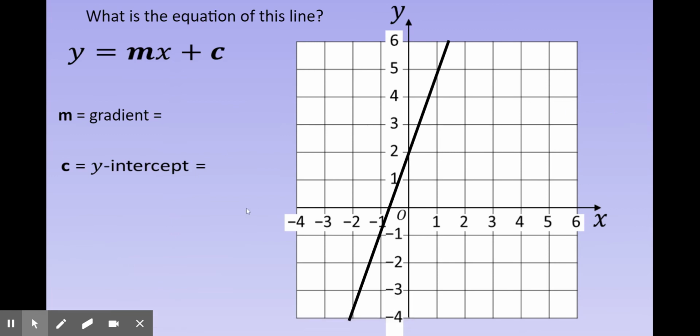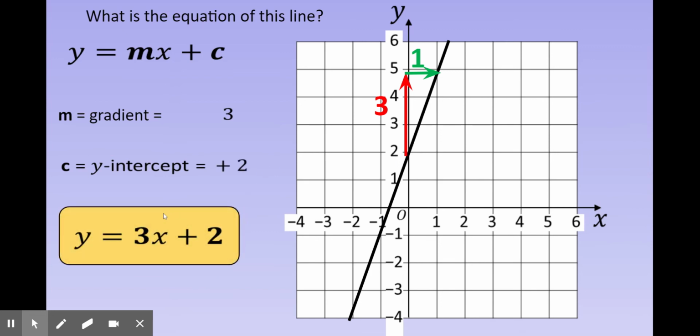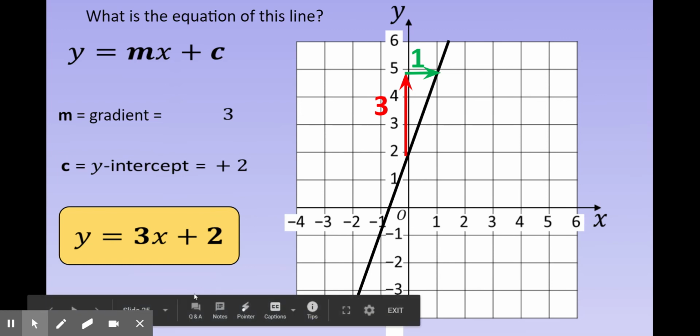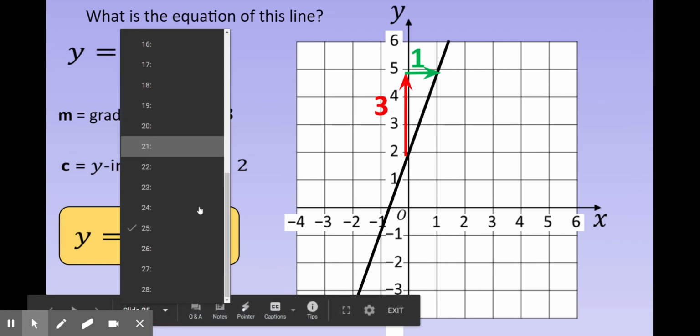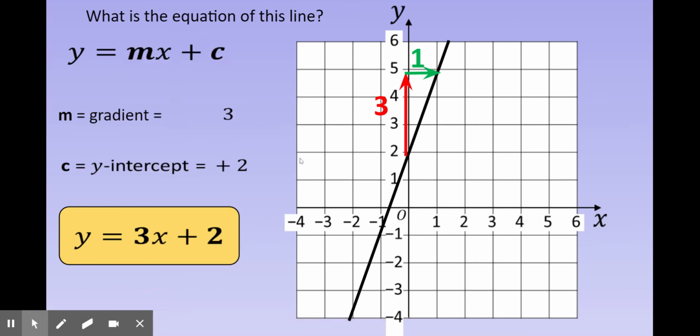Let's go through one more example. Now I construct a triangle. It's rise over run, 3 divided by 1, which gives us 3 as the gradient. The y-intercept cuts at positive 2. So the equation is y equals 3x plus 2. Using this as an example, please try the examples in slide 26 and 27.